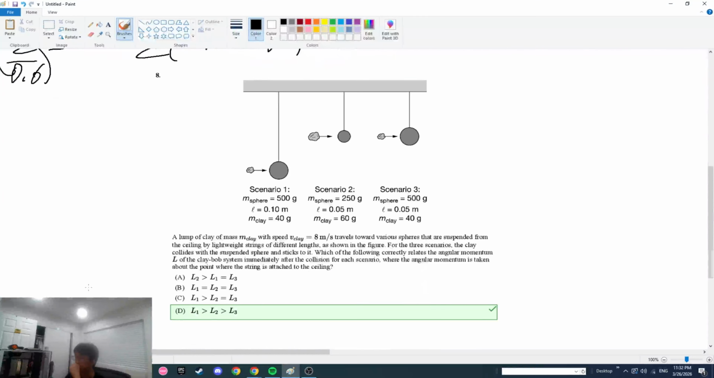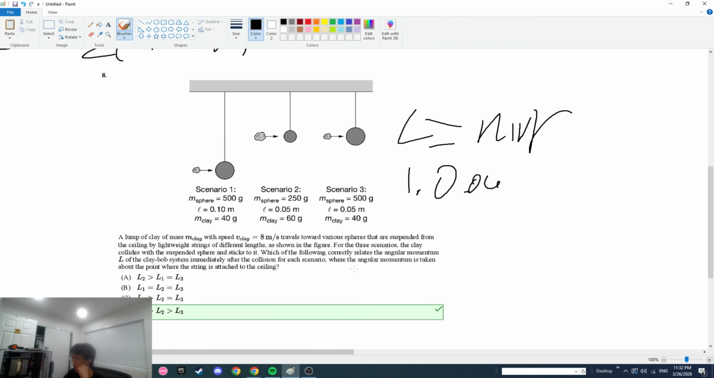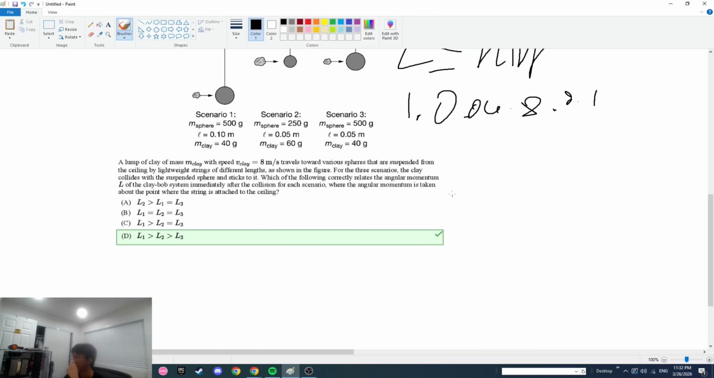And for the final one, we're asked to relate the angular momentum in the system. So the angular momentum is mvr. For system 1, we have a mass of 0.04 kilograms times the velocity of 8 times the radius of 0.10, and we should end up getting 0.032.